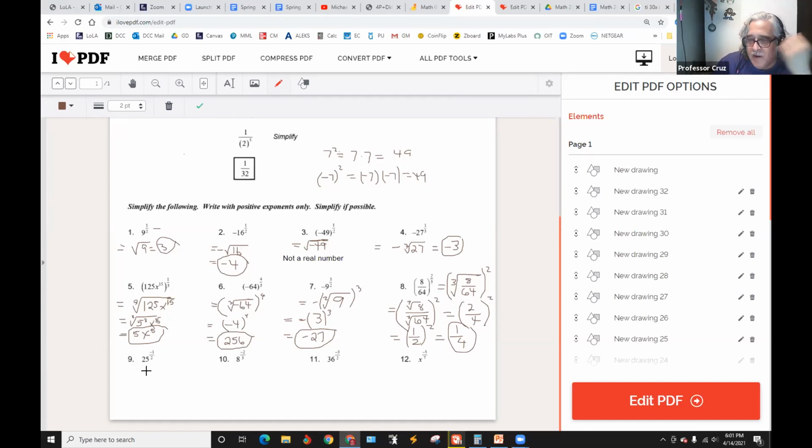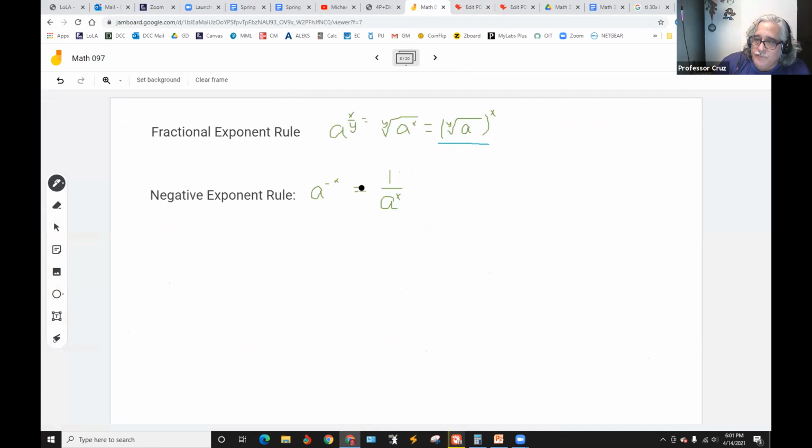All right, now we're getting into some negative ones here. And remember, negative means take the reciprocal. That's the only meaning of negative exponents.